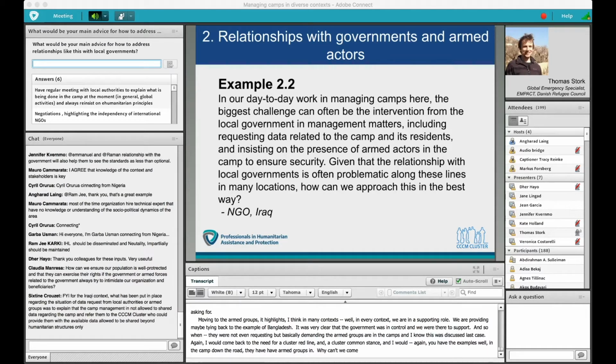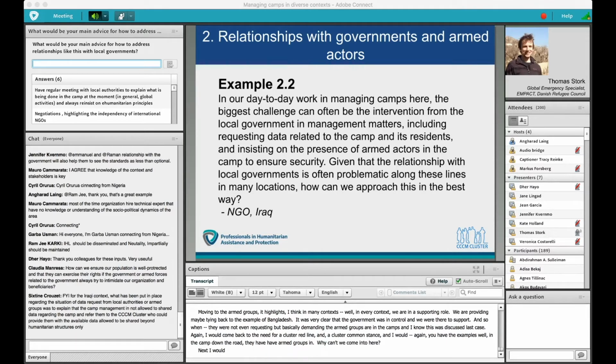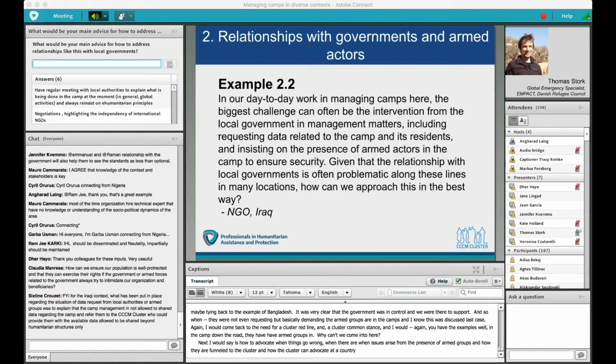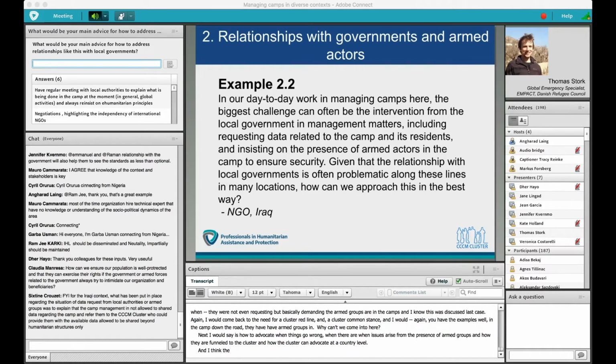Next, I would say, is how to advocate when things go wrong, when issues arise from the presence of armed groups, and how they are funneled to the cluster, and how the cluster can then advocate at a country level. And I think the two examples highlight the challenges of working in a supporting role.